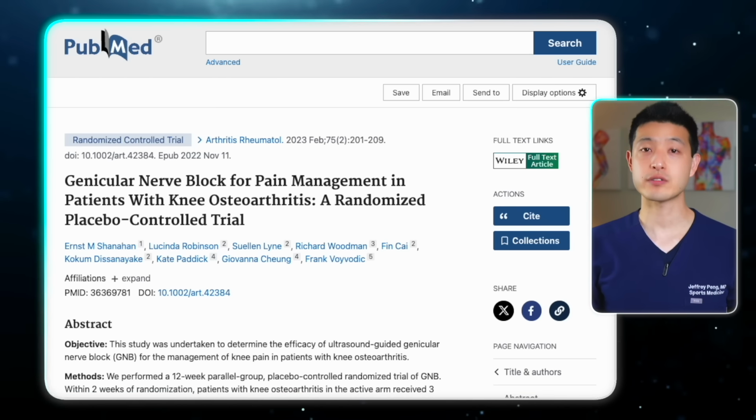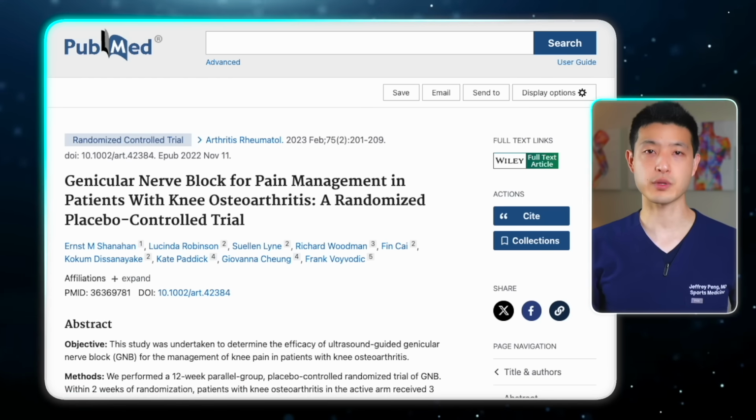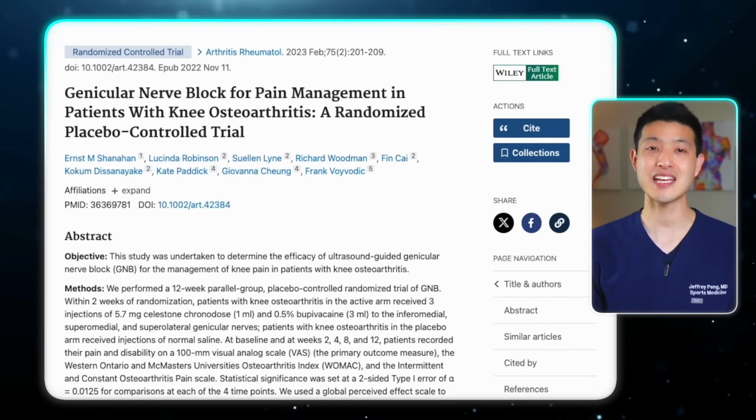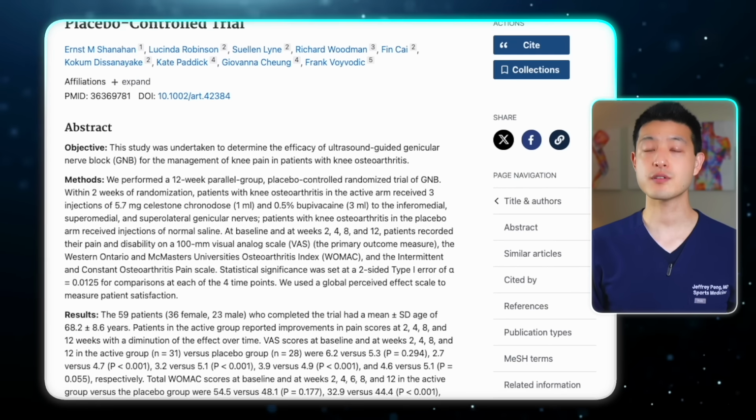The findings revealed that participants receiving the nerve block experienced significantly greater improvements in pain and functional scores compared to those who received the placebo. However, it was noted that these beneficial effects gradually decreased over the 3-month duration of the study.